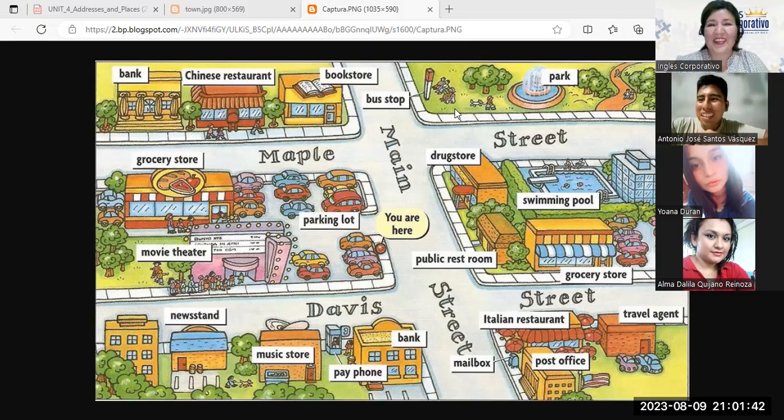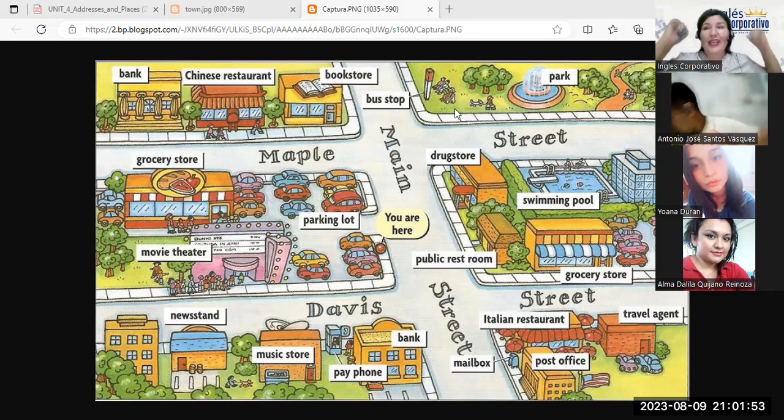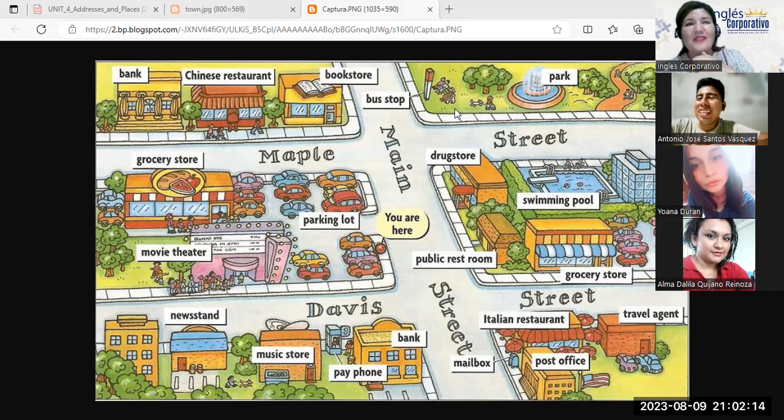The grocery store, ajá. The grocery store is behind. Behind. In back es en espalda. Behind. The grocery store. Yeah, I can see. The grocery store is behind what? Behind what? Behind, es one, así como se escucha. Behind, behind, ajá.